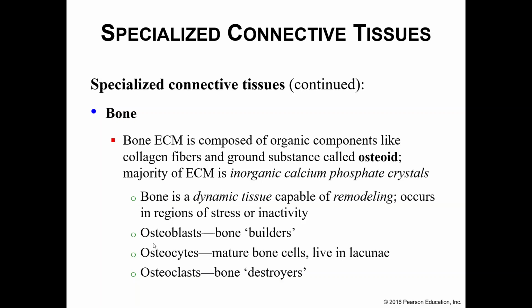So we have three types of cells that we'll see in the bone chapter as well. So we'll introduce them here. We've got osteoblasts. Blasts build bone. Okay, got lots of B's. Osteoblasts build bone.